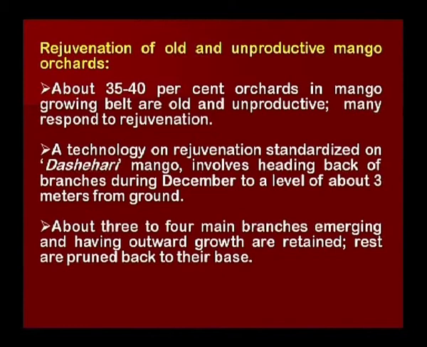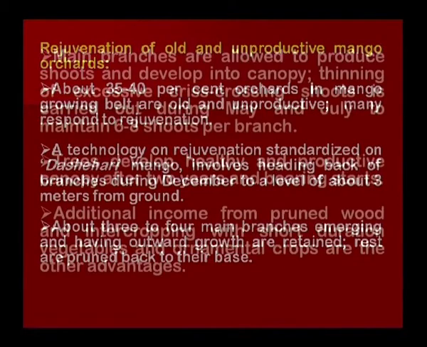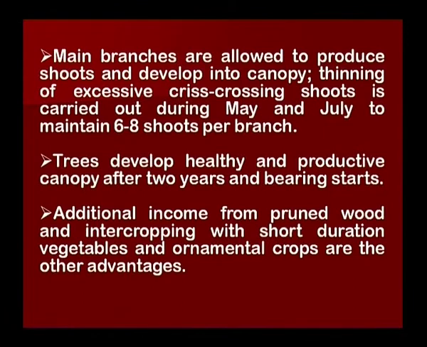About 3 to 4 main branches emerging and having outward growth are retained, the rest are pruned back to their base. Main branches are allowed to produce shoots and develop into canopy. Thinning of excessive crisscrossing shoots is carried out during May and July to maintain 6 to 8 shoots per branch. Trees develop a healthy and productive canopy after 2 years and bearing starts.